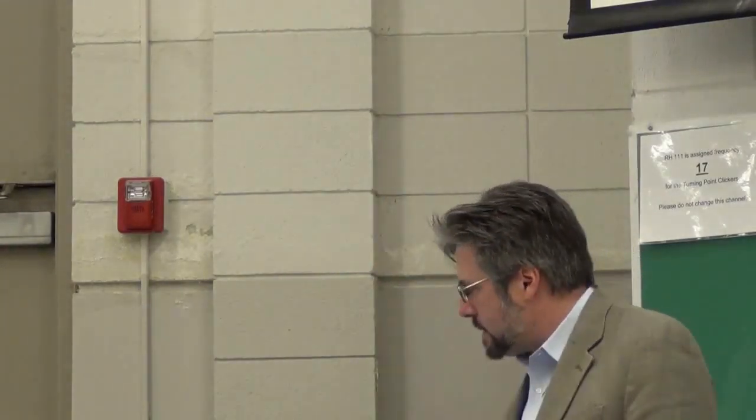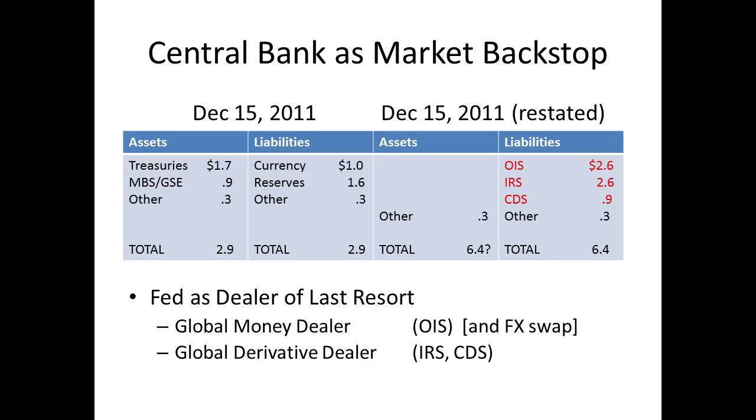Okay. And if you remember the previous slide, we expect it to be taking on some of these swap exposures in a crisis. And there they are. Now I'm just writing them as swaps using my notation. There they are. $2.6 trillion worth of OIS, 2.6 of IRS, 0.9 of CDS. Okay. It worked.